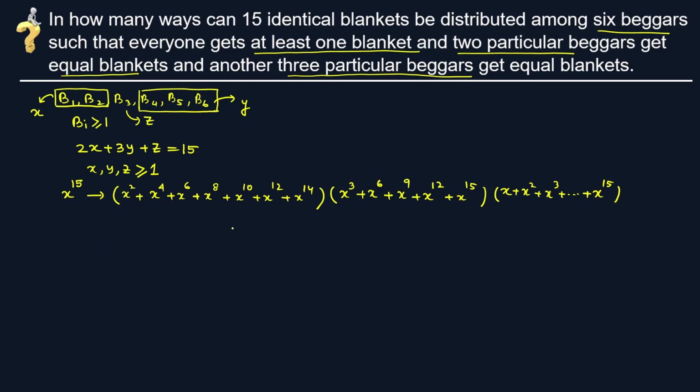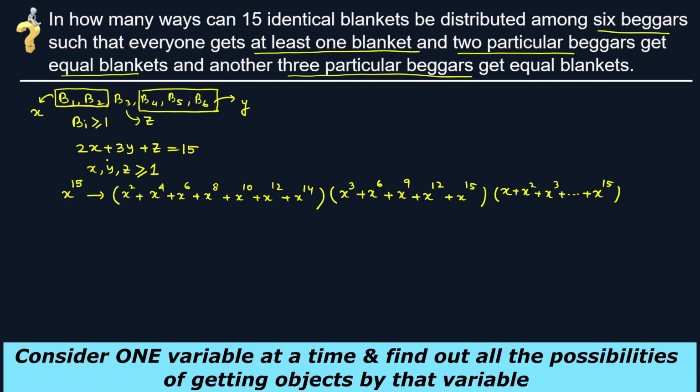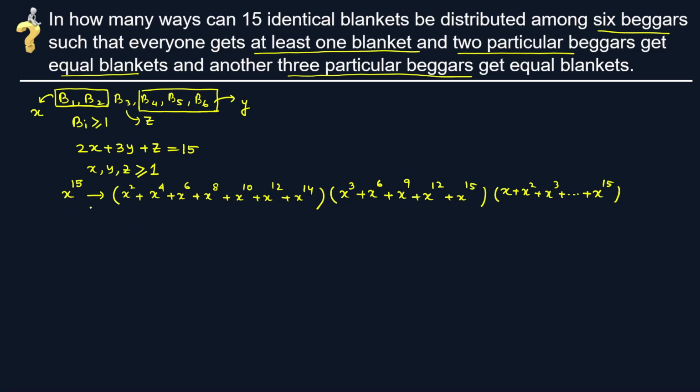Now, one thing let me tell you, because this can come to your mind: whenever we are considering x, y and z, we will consider the maximum number of blankets they can receive. I will simply forget what the total number of blankets received by the other beggars is. That I will not consider, because that will automatically get cancelled when we find the coefficient of x to the power 15. So we are least bothered about that. So we have to find the coefficient of x to the power 15 from this expansion.